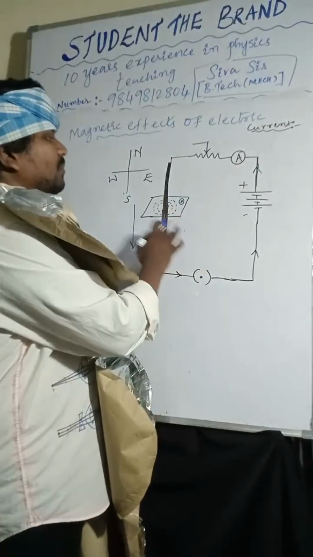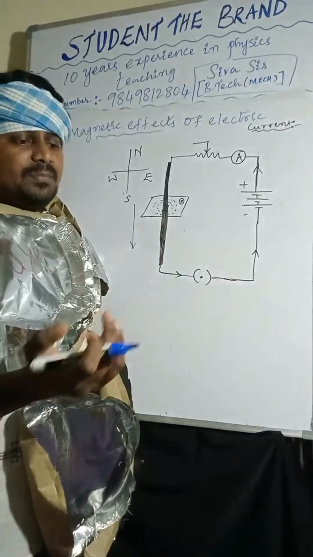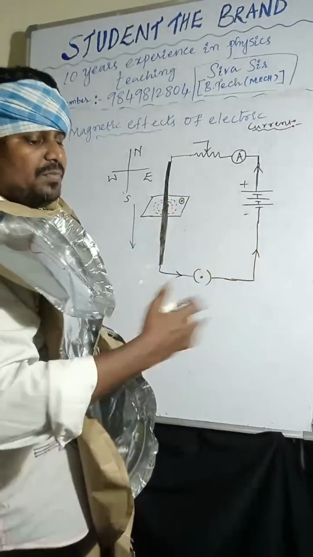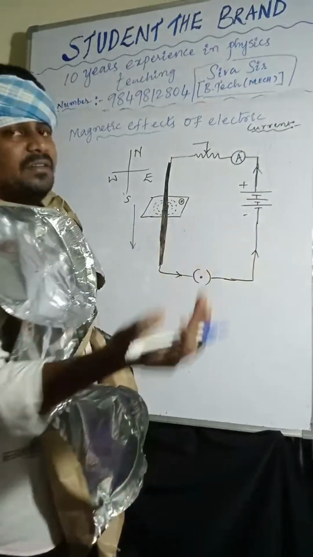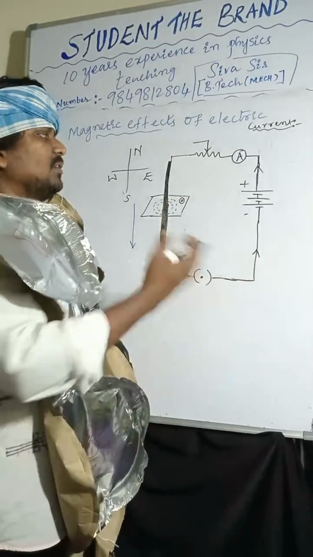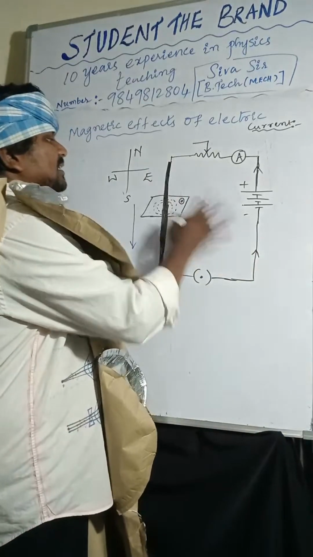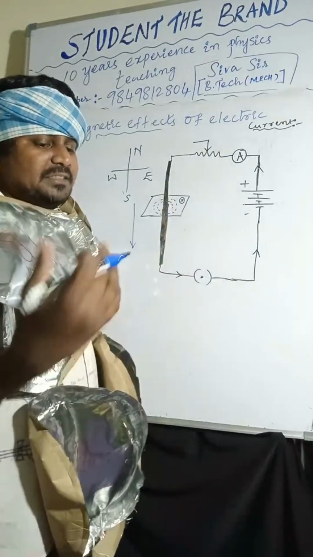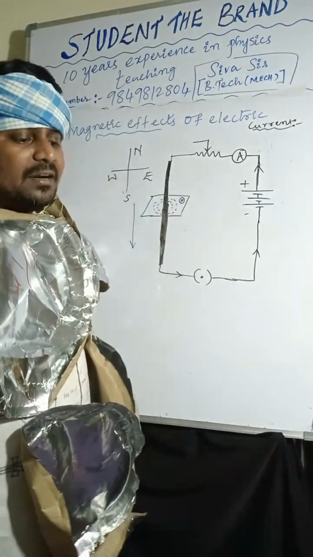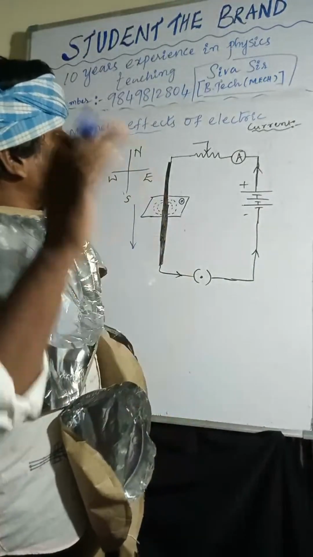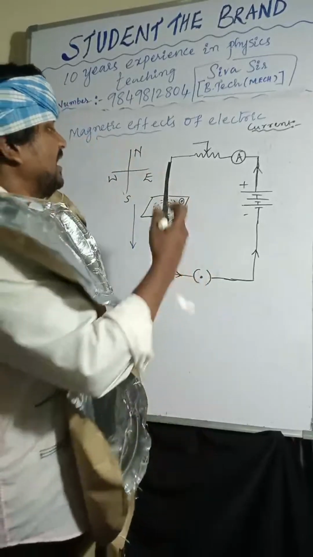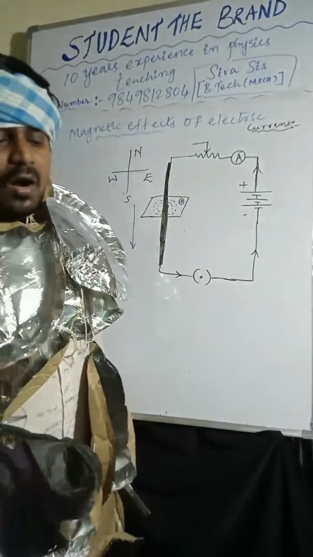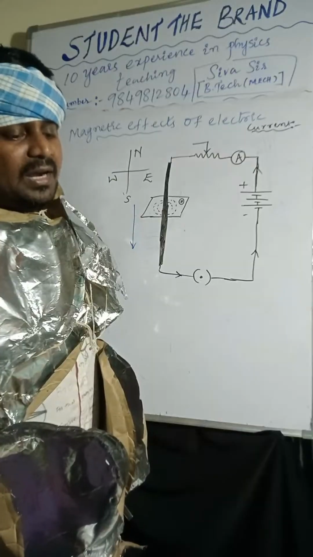Near the conductor, more magnetic field lines and more concentric circles will be there. Away from the conductor, when you are moving away, the magnetic field will be less. So it depends on the distance from the conductor. If the current is passing inside the conductor, the magnetic field will be created around it. How can you identify the magnetic field around the conductor?